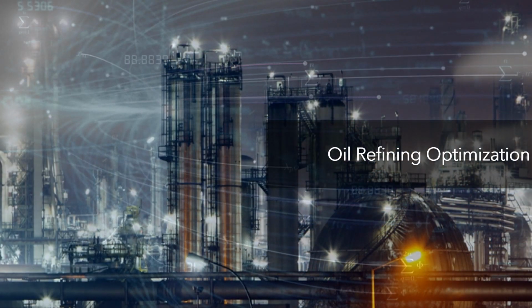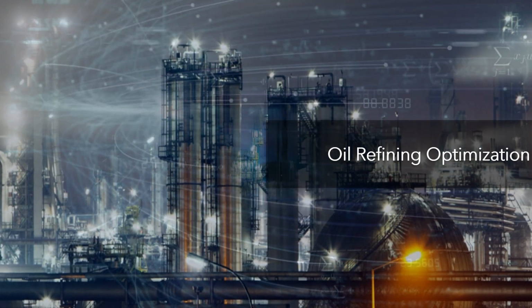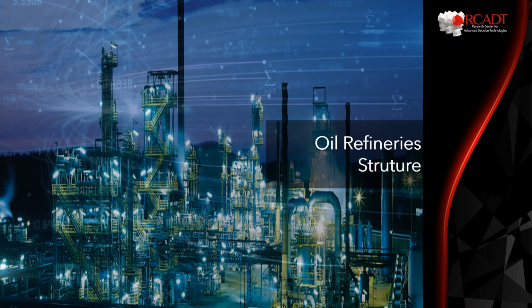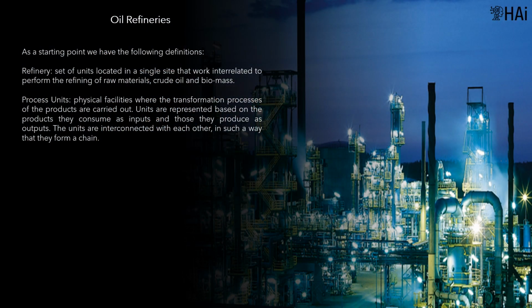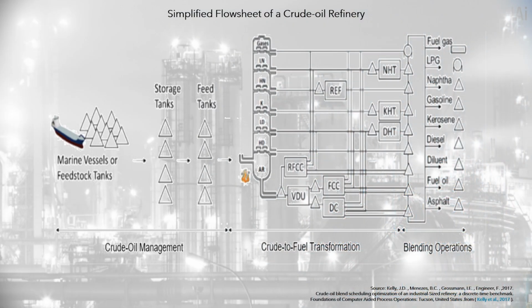Oil refining optimization. Oil refineries: structure. A simplified flowsheet of a crude oil refinery is shown in the graph. The process is divided into 3 stages: crude oil management, crude to fuel transformation, and blending operations.